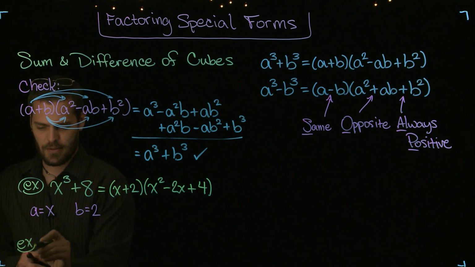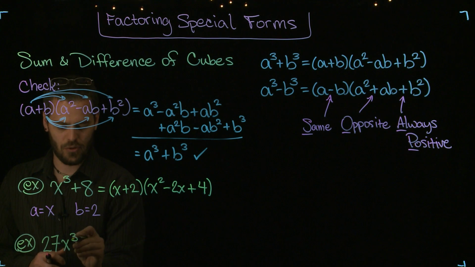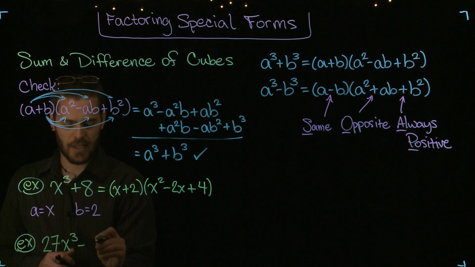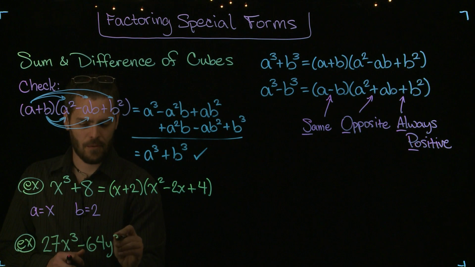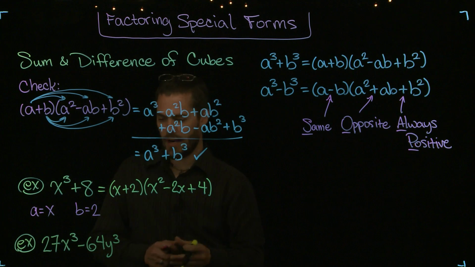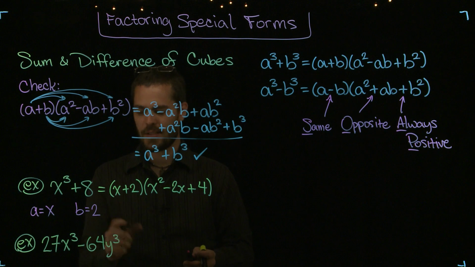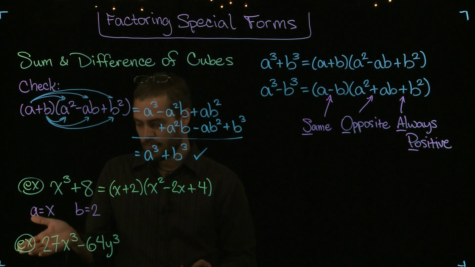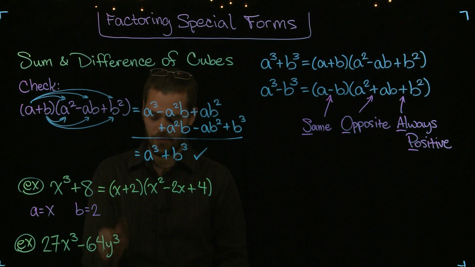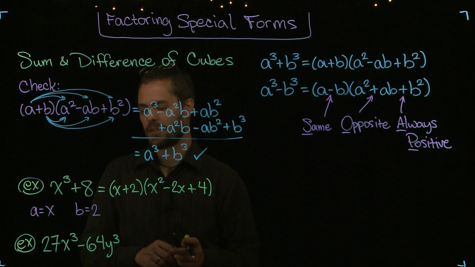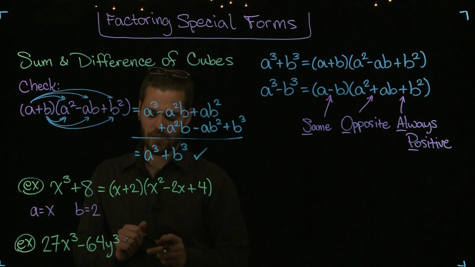How about 27x cubed minus 64y cubed. You have a difference. Is it a difference of squares? No, because these two guys are cubed. Is it a difference of cubes? Maybe. But we need to determine whether 27 is something cubed and 64 is something cubed. And it turns out both of them are something cubed. 3 cubed is 27. 4 cubed is 64.